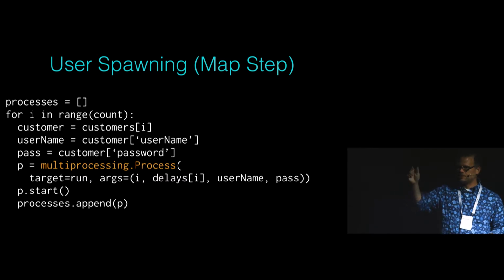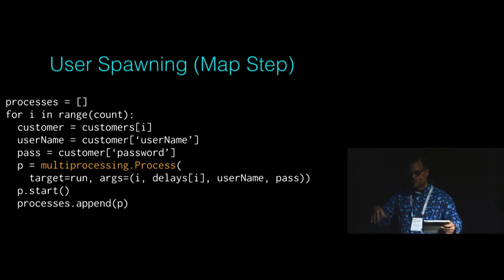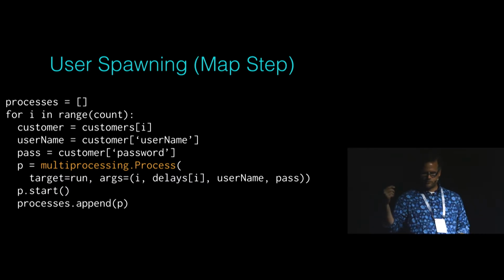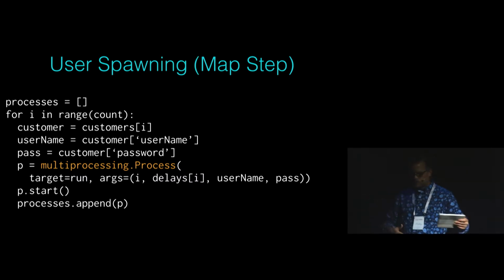Now, as I mentioned earlier, I don't want each of our users, or these simulated users, to interfere with one another. So I'm spawning them. I'm using multiprocessing to basically run the run method as a separate process. I keep them all synced up, and I let them go on their way.